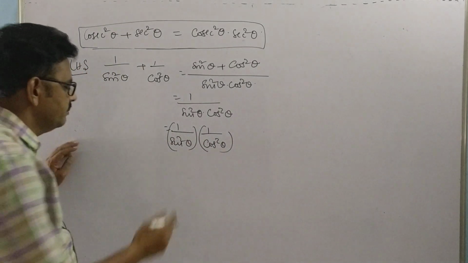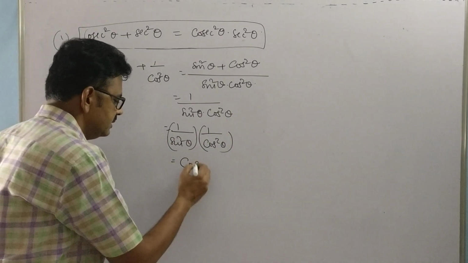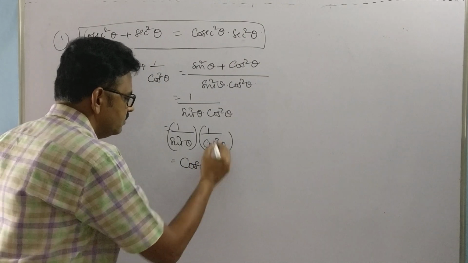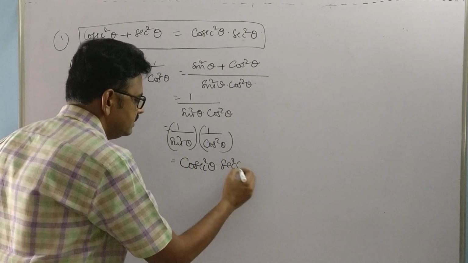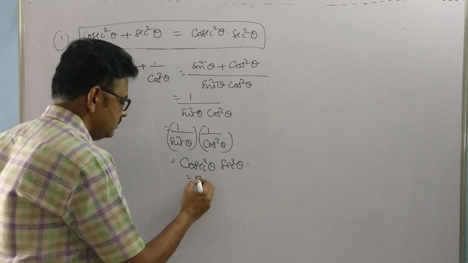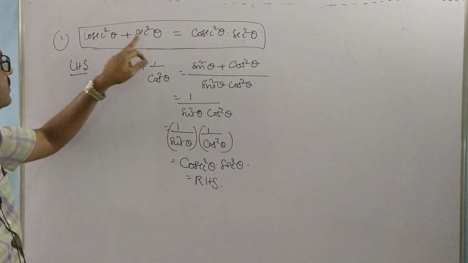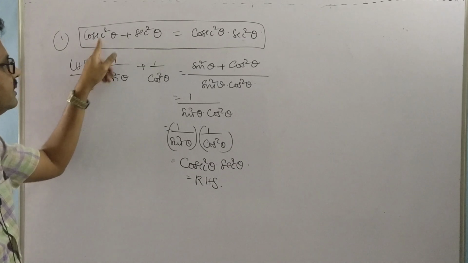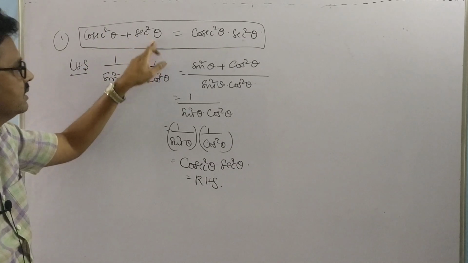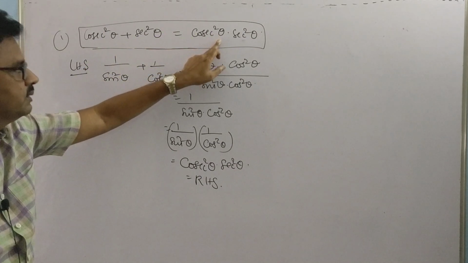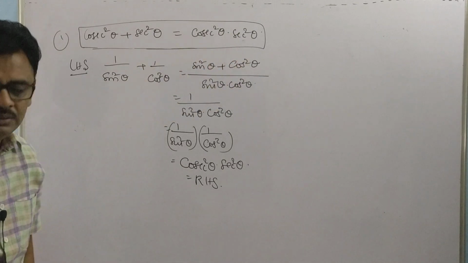So 1 by sine square is cosecant square theta, and 1 by cos square is secant square theta. That is equal to RHS. So cosecant square theta plus secant square theta is equal to cosecant square theta into secant square theta.